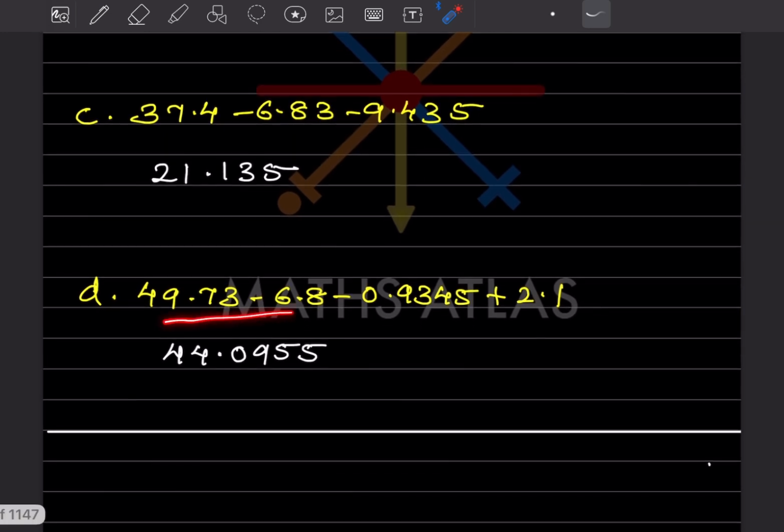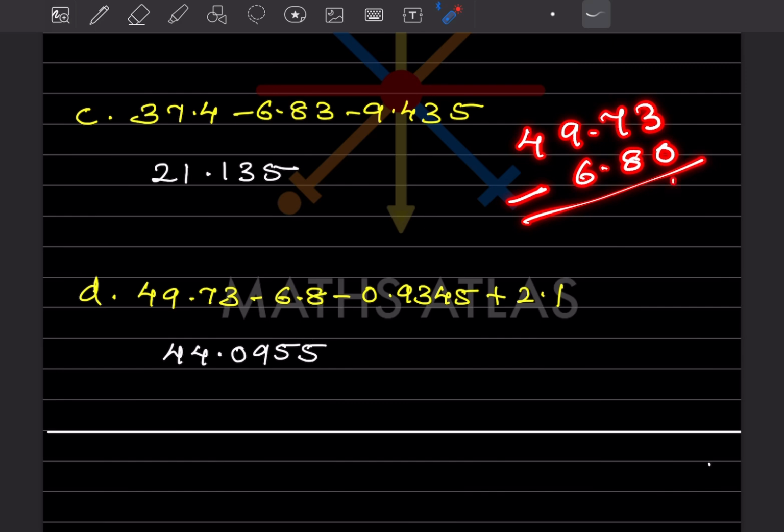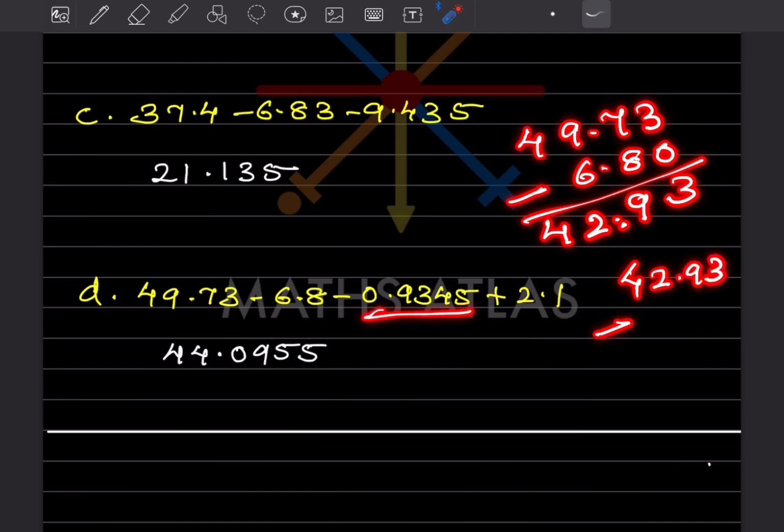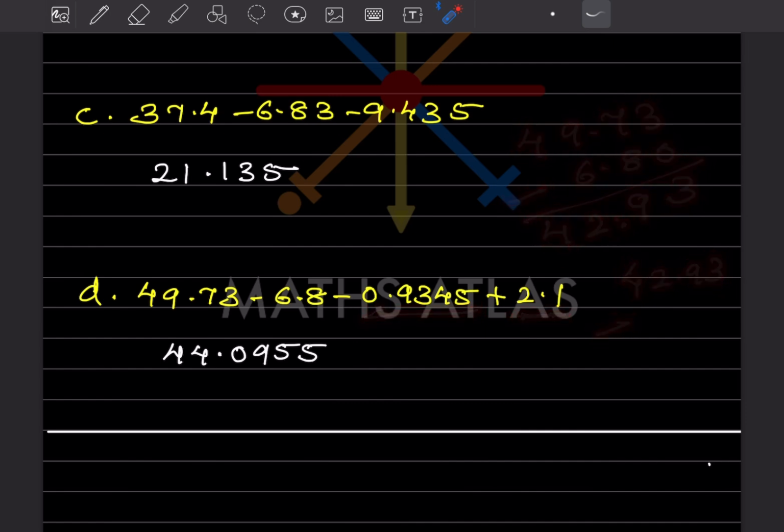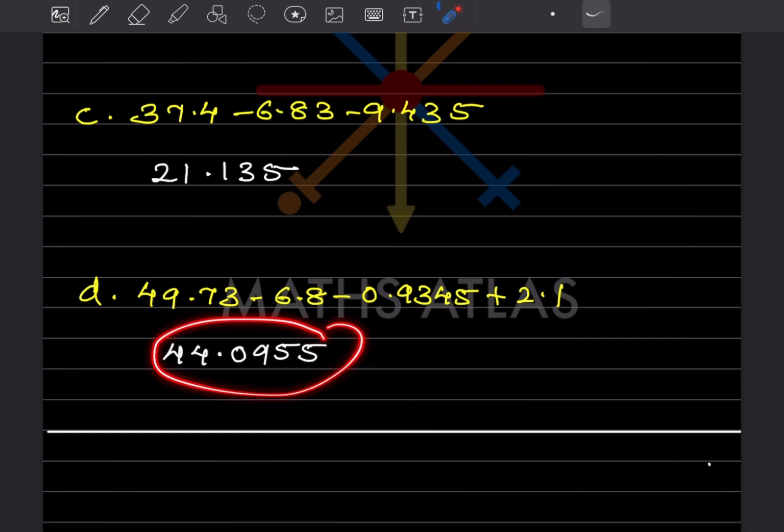Now look at this problem here. That will be 49.73 minus here 6.8. So you can put 0 here. So this will be 9. This is going to be 2. And this is 42.93. 42.93 minus, you will subtract this one, plus whatever answer you get, you are going to add this 2.1. So you will get 44.0955. So you can check for this one. Now you know how to do this one.